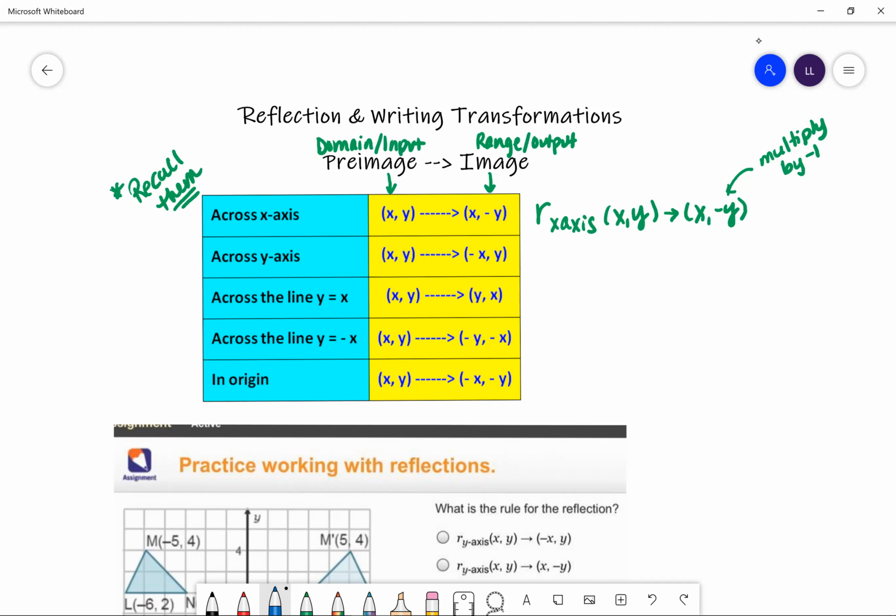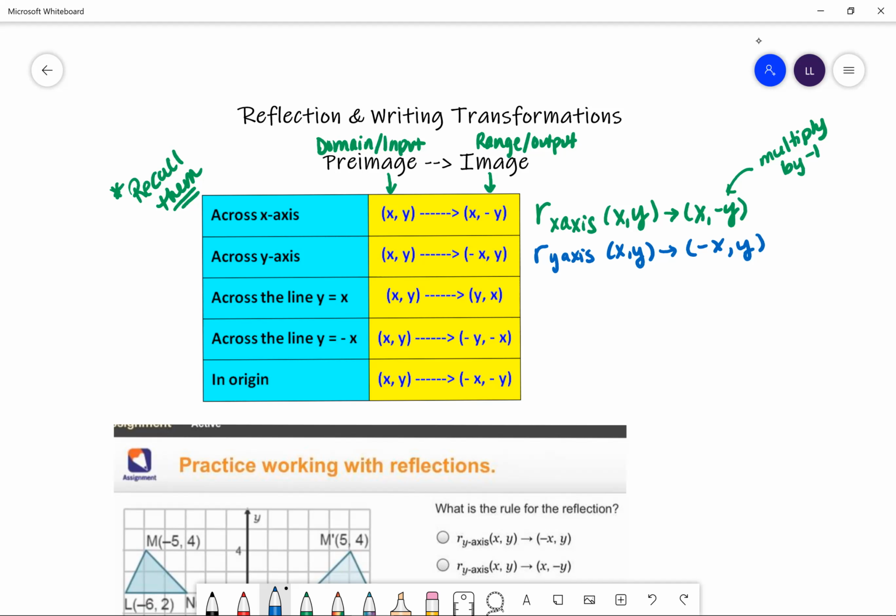Reflection across the y-axis. So that's a lowercase r again, and then you write y-axis. Again, we start off with x, y, that's our pre-image. And then our image is going to be -x, y. Now, let's also talk about this part. That doesn't mean positive y. That means we don't do anything to it. So we don't do anything to the y here.